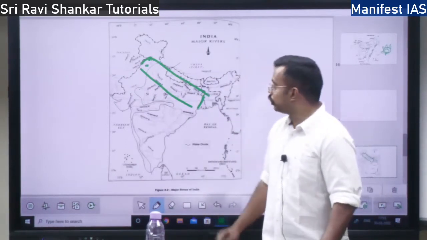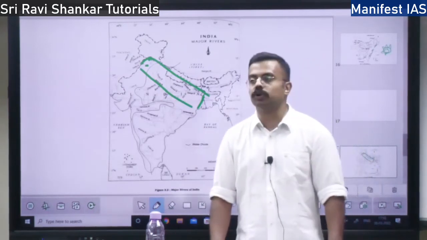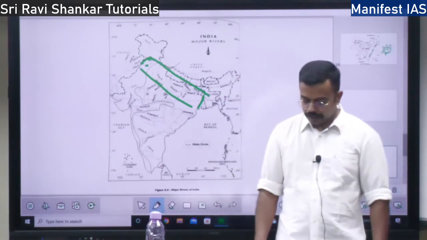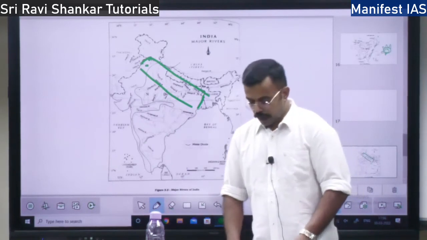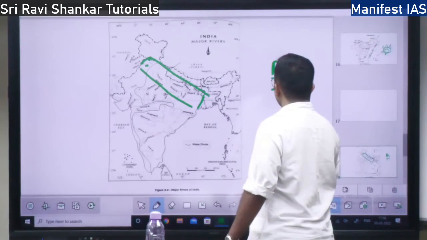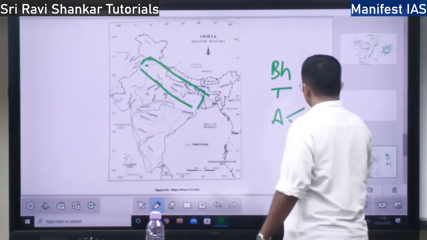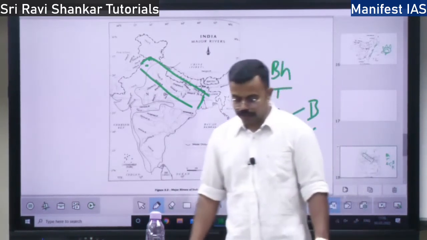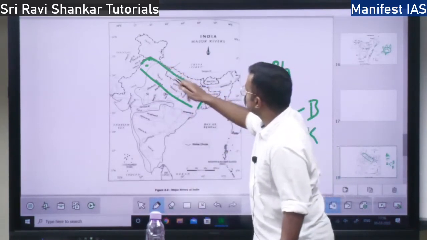So if you look at the northern plains from north to south, they can be divided into three zones. The zones are Babar, Terai and alluvial plain. Babar plain, Terai plain, alluvial plain. This can again be divided into Bangar and Kadar. This is very, very important. Bangar and Kadar. So this Babar plain is here.